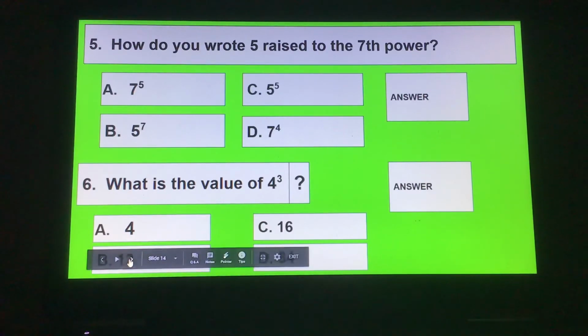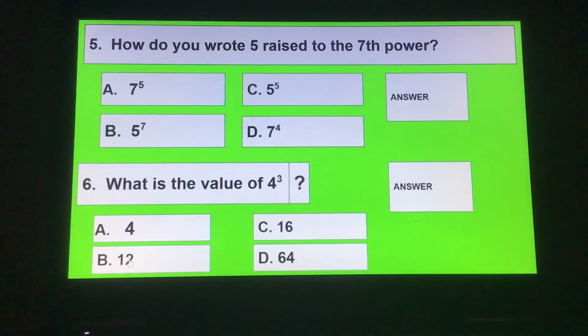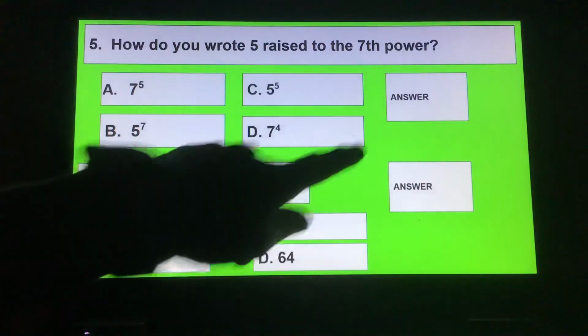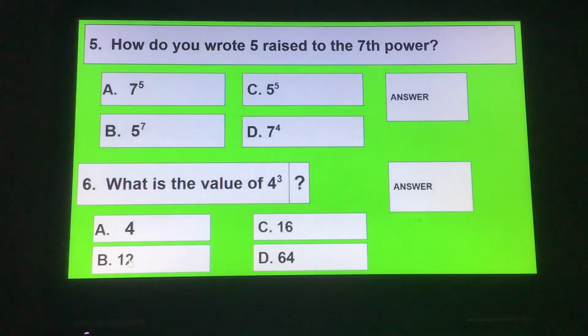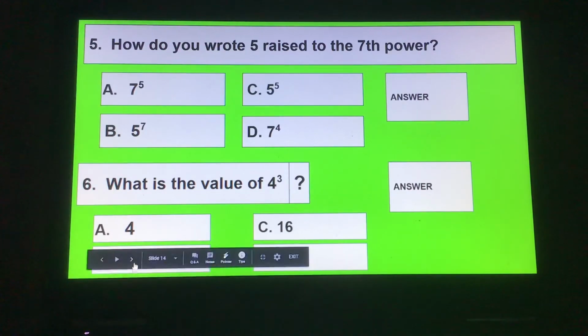Number 5, how do you write 5 raised to the 7th power? A is 7 to the 5th power. B is 5 to the 7th power. C is 5 to the 5th power. D is 7 to the 4th power. And then just put your answer to the right. Number 6, what is the value of 4 to the 3rd power? So when they ask for the value, it's the actual number multiplied out.